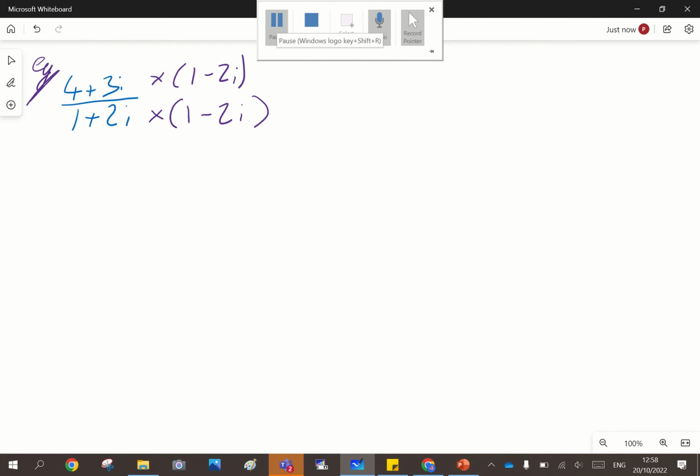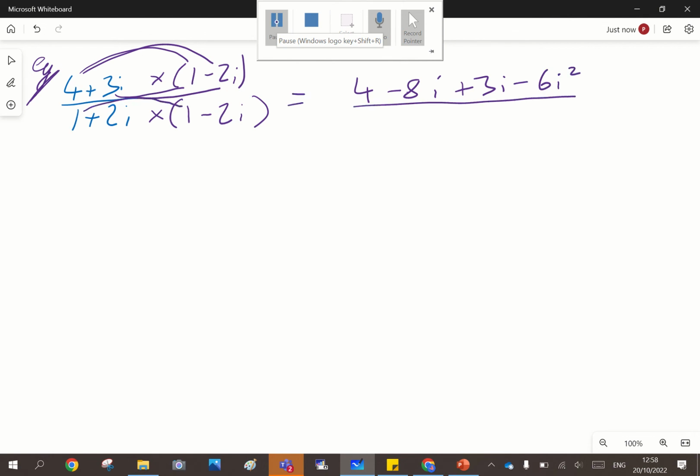So we're going to multiply this across. 4 times 1, I'll get 4. 4 times -2i is -8i. And now I'll multiply the 3i in. 3i times 1 is 3i. And 3i times -2i is -6i squared. I'm going to leave it like that for the moment, and I'm going to work out the bottom. 1 times 1 is 1. 1 times -2i is -2i. 2i times 1 is +2i. And finally, 2i times -2i is -4i squared.